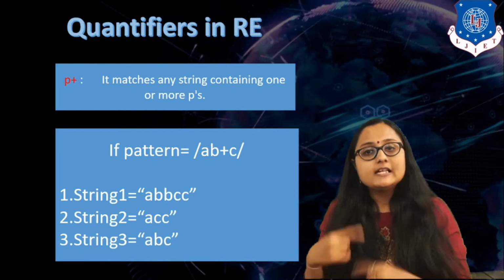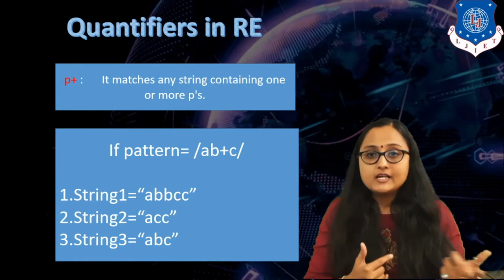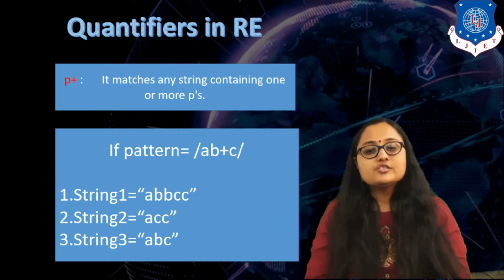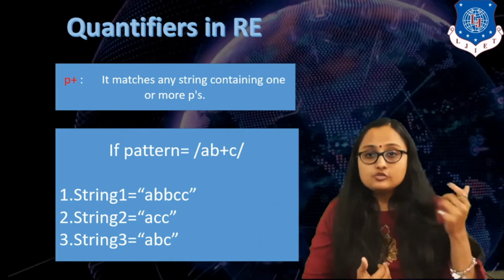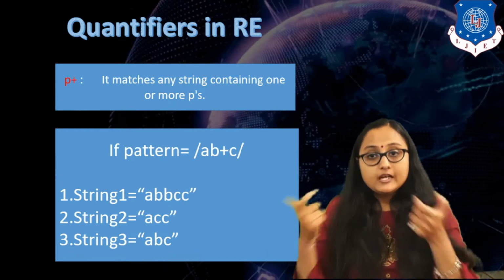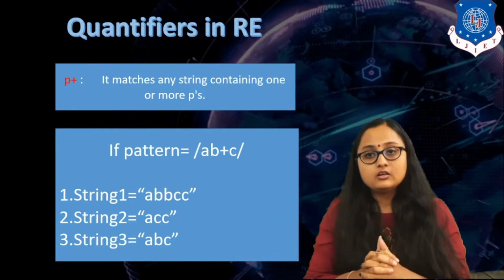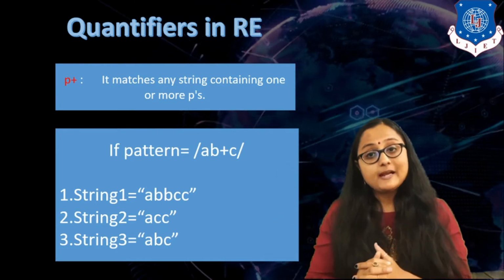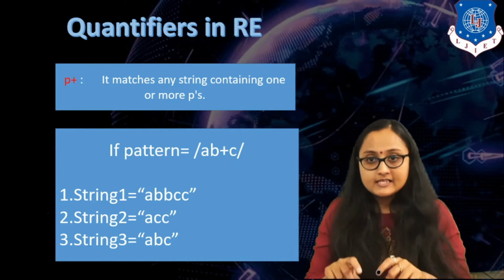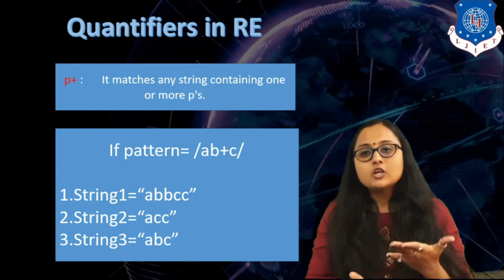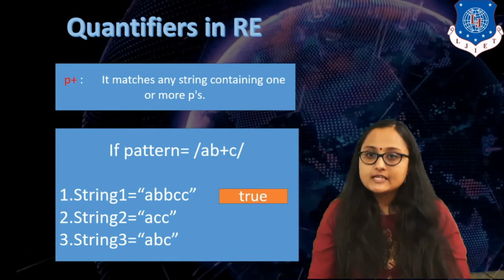For this pattern, let us see three strings, and which string is valid and which is invalid. The first string is a, b, b, c. So I have a and I have c, and between a and c I have two b's. Is this according to my predefined pattern? Yes, obviously. a and c should be present, and between them b can be repeated one or more times, which is exactly what this string is doing. So according to my pattern, this string is valid.